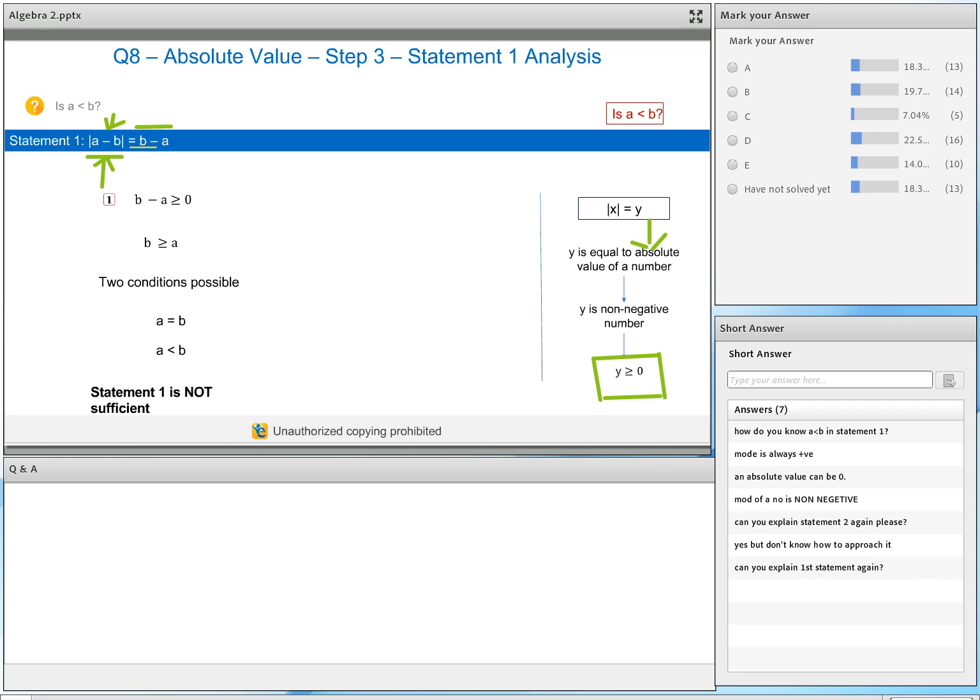Once you open up the modulus, what you get is a non-negative number, regardless of what the value inside it is, because all we are concerned about is whether A is less than B or not. So now what I get is B minus A is greater than or equal to 0 from the modulus property, which means that B is greater than or equal to A. That's all I'm doing here. Now, if there was some additional constraint specified, then that's a different thing, but in this case, that's not the case.